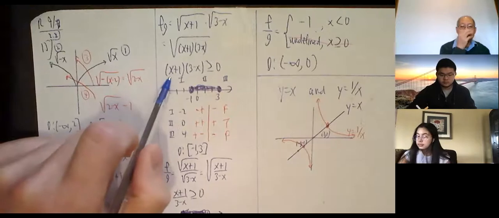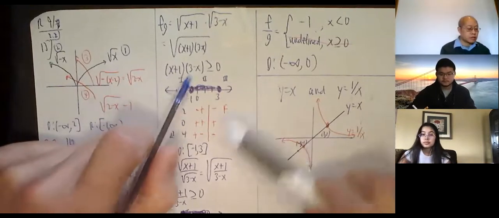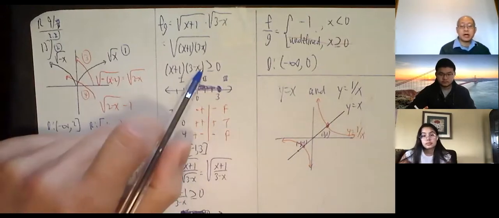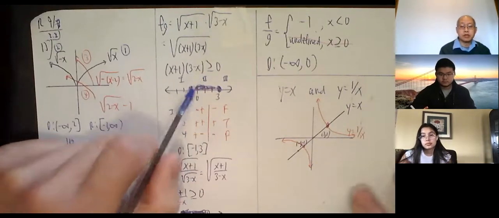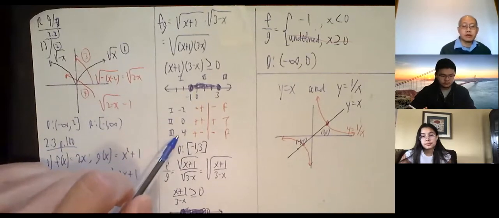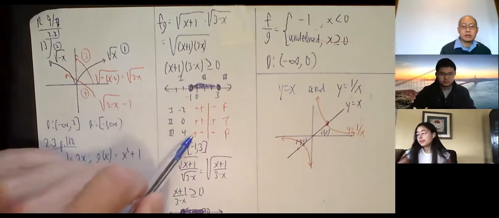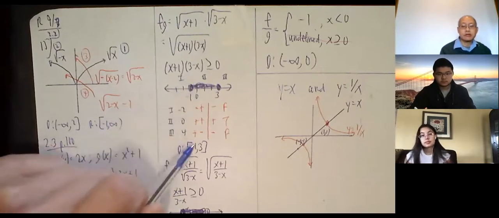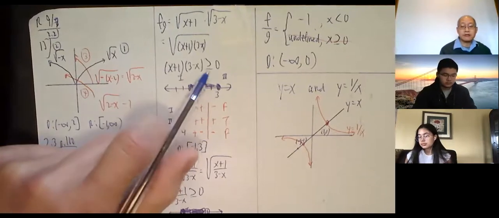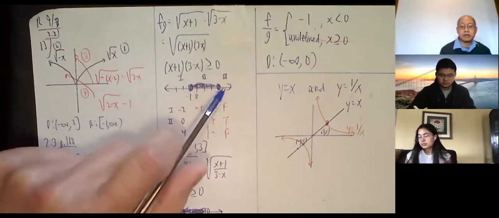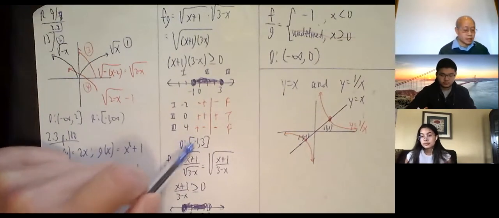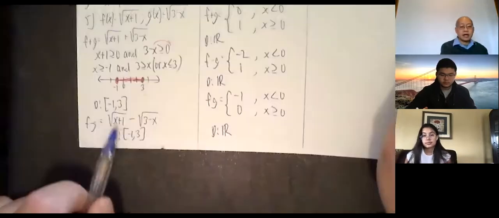Region 2, 0. 0 plus 1, positive. 3 minus 0, positive. Positive times a positive is positive. Is a positive greater than or equal to 0? Yes, that's true. Shade in region 2. Region 3, 4. 4 plus 1, positive. 3 minus 4, negative. Positive times a negative is negative. Negative greater than or equal to 0 is false. Do not shade in region 3. So again, I have bracket negative 1, 3, bracket. Okay. So far I'm getting the same domain as these.